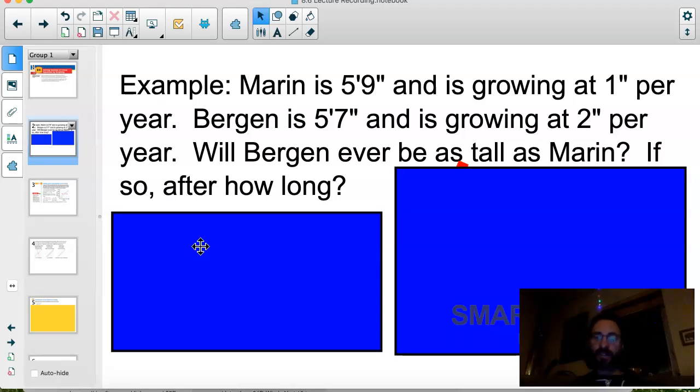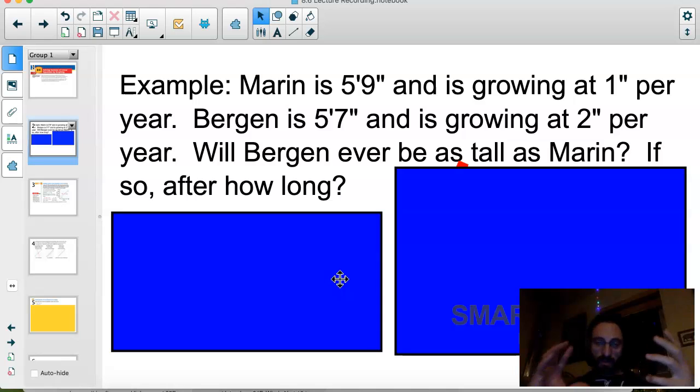Marin is 5 feet 9 inches and is growing at a rate of 1 inch per year. Now that's probably going to change in the next 6 years, but for right now she's growing an inch a year. Bergen is 5'7" and is growing at a rate of 2 inches per year. So that means Marin can dunk on Bergen. For now, but wait till they're both seniors in high school and it's going to be a different story. The question is, will Bergen ever be as tall as Marin? If so, after how long?